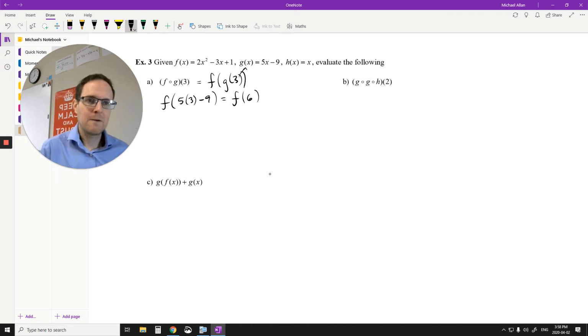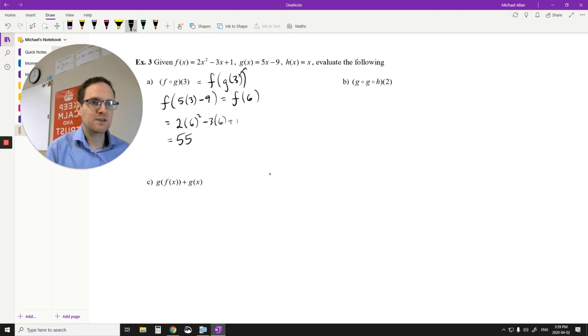Okay. And then I'm going to take that 6, I'm going to put that into f. So that's going to look like 2 times 6 squared minus 3 times 6 plus 1. So I'm just going to punch that in my calculator. I got it right here. 2 times 6 squared minus 3 times 6 plus 1. Okay, so I get 55. So that's how you evaluate these. You just go step by step.